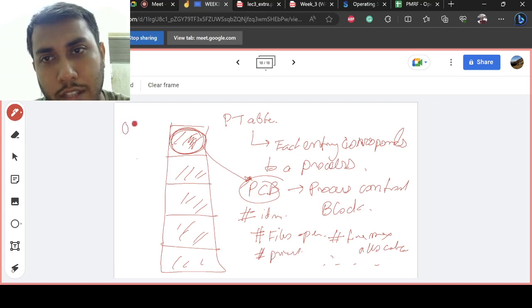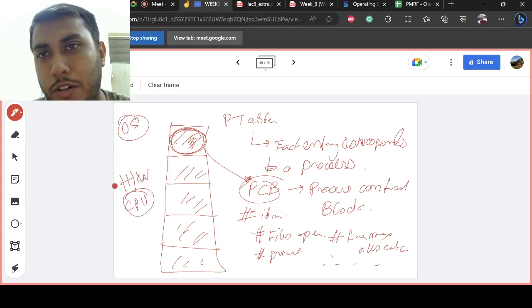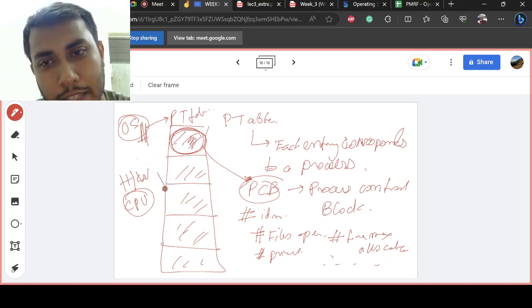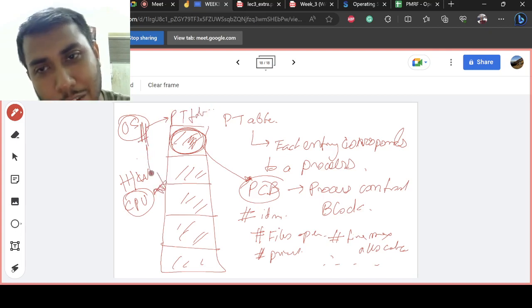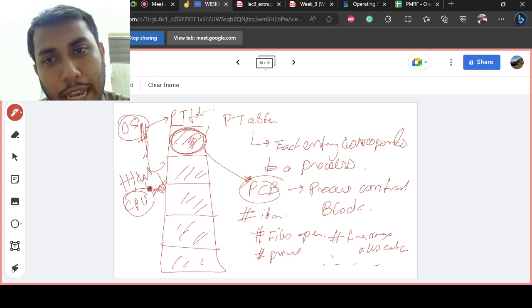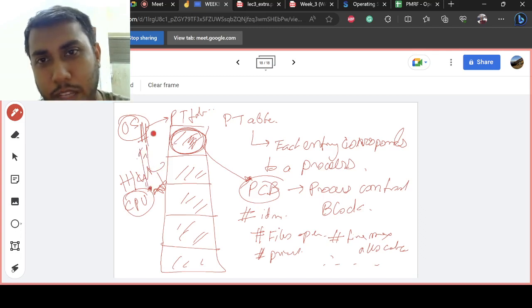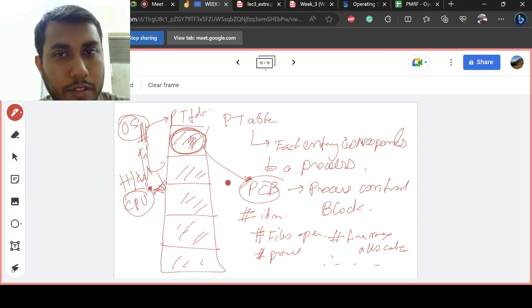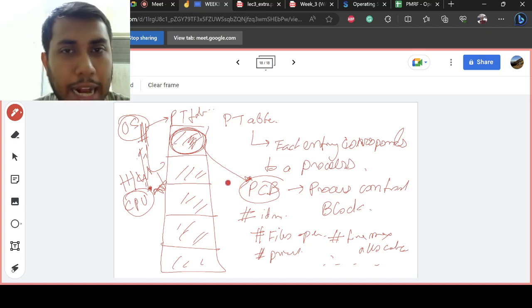See, there is the OS and there is the hardware, that is your CPU. Who does the scheduling? The OS. Right. So the OS knows the P table and its contents. The CPU doesn't need to know. It just needs to run it. It has to check whether the timer that has been given has elapsed or not, and then it returns.